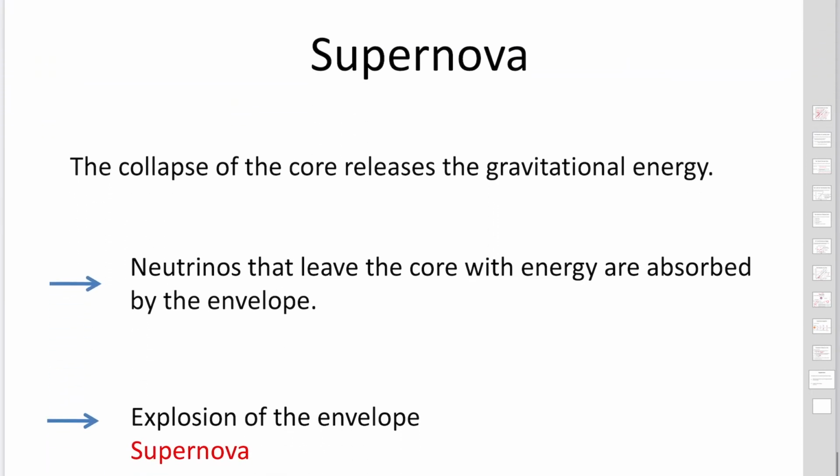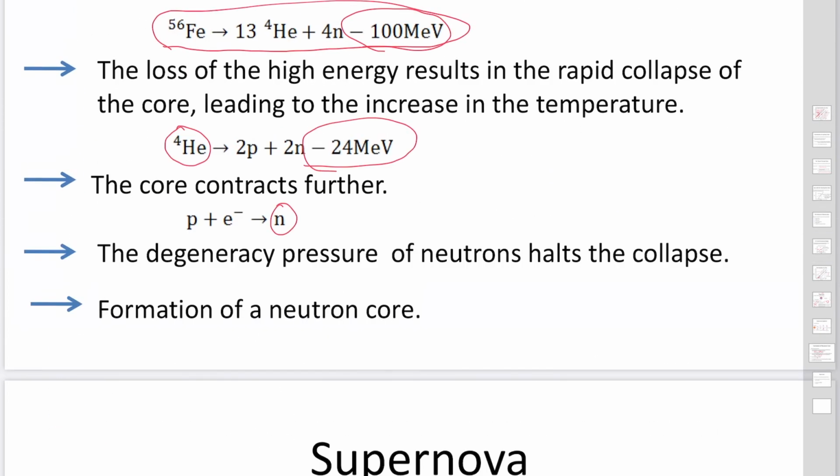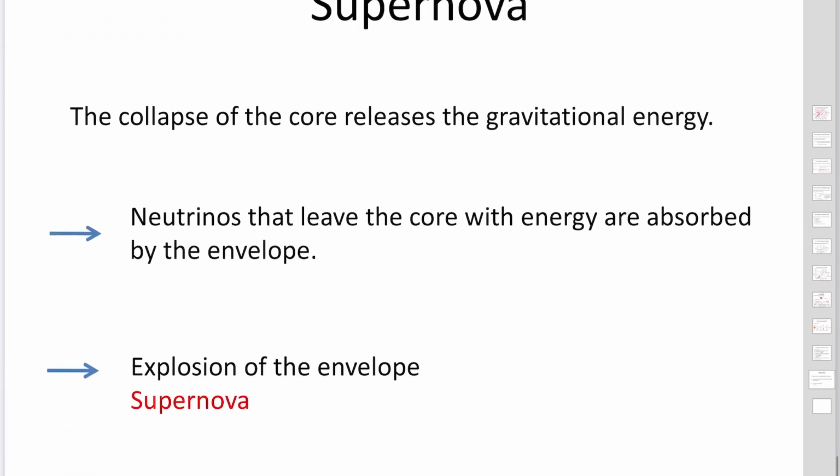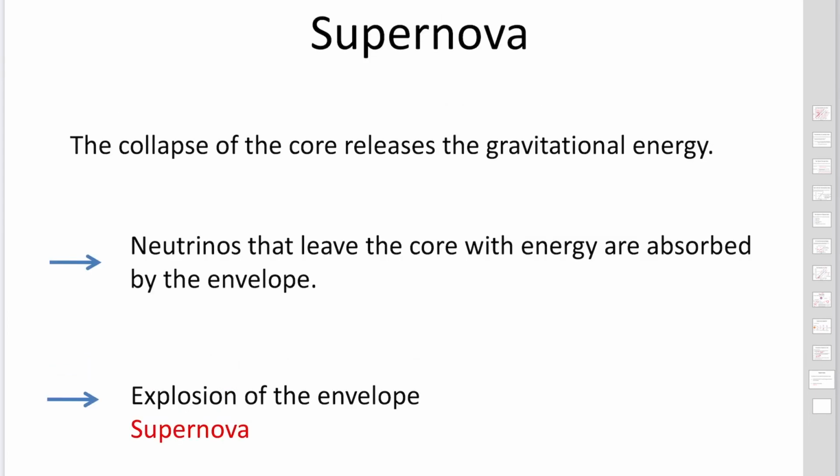In a supernova, the collapse of the core releases gravitational energy. During the formation of the neutrons, by protons capturing electrons, a huge amount of neutrinos is formed. And the neutrinos leave the core with the energy. The neutrinos are absorbed by the envelope. This ends up with the explosion of the envelope. We can observe this event as a supernova explosion. Okay, this is the end of this session.